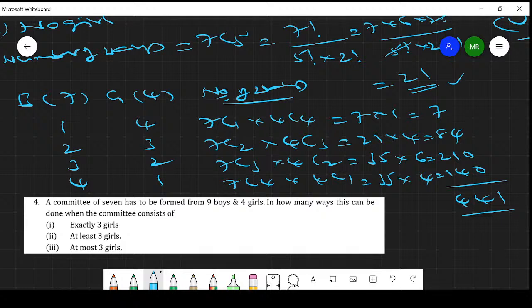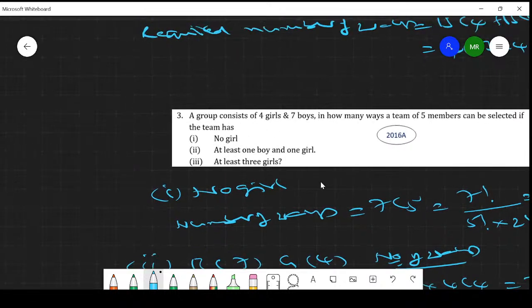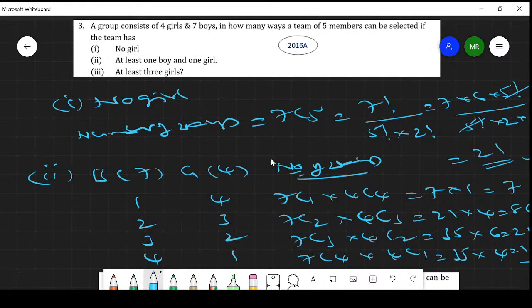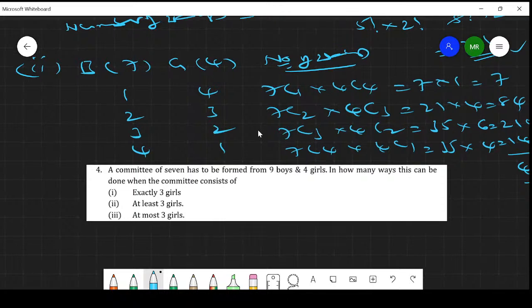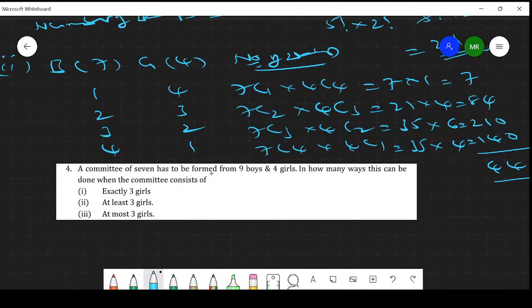But in that, one more case is there. The last case, you can see what they are given here. At least 3 girls. They are saying at least 3 girls, which means 3, 2, 1, the cases I can consider. At least 3 girls means from 440 I can remove the remaining numbers that they are telling here. At least 3 girls, right? Minimum 3 will be there.